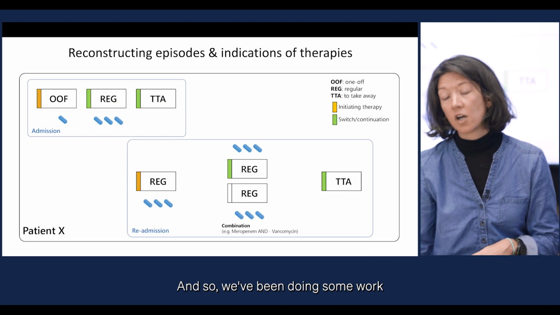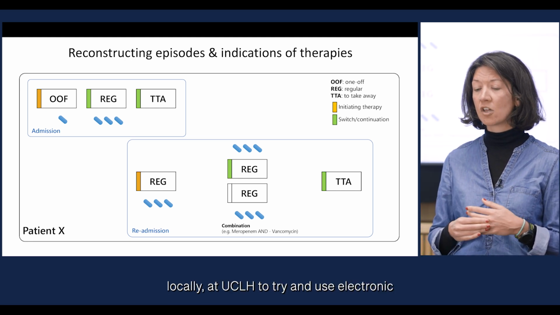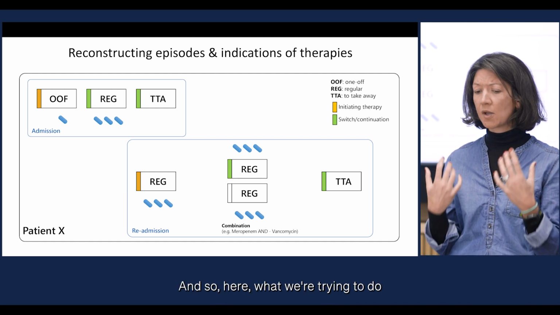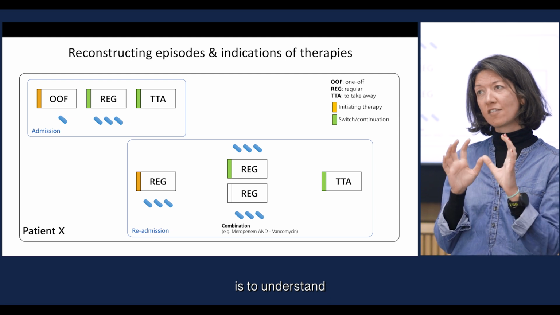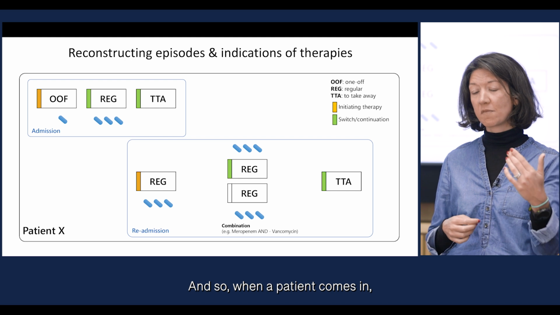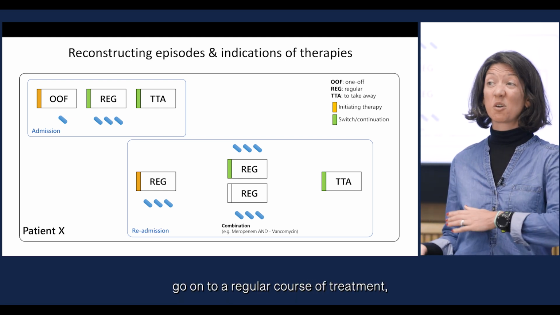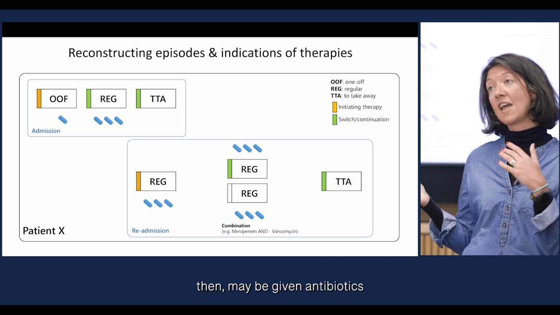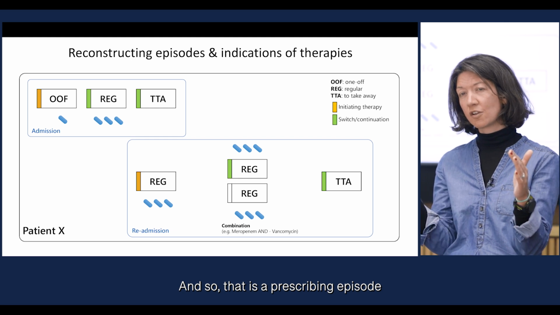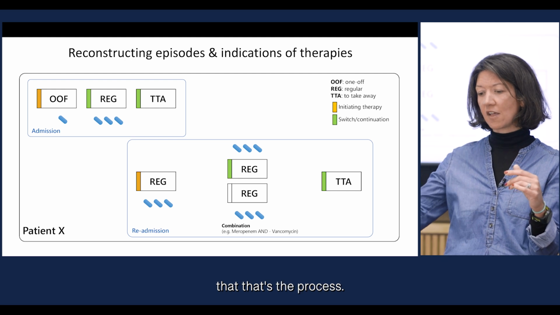We've been doing some work both at University Hospital Birmingham and also locally at UCLH to use the electronic patient records to move towards that. Here what we're trying to do is to understand the episodes of prescribing in patients. When a patient comes in, they might get a one-off medication. That's the OOF here. They then might go on to a regular course of treatment, and they then may be given antibiotics to take away, the TTA. That is a prescribing episode, and we need to be able to construct that in the data so that we understand that that's the process.